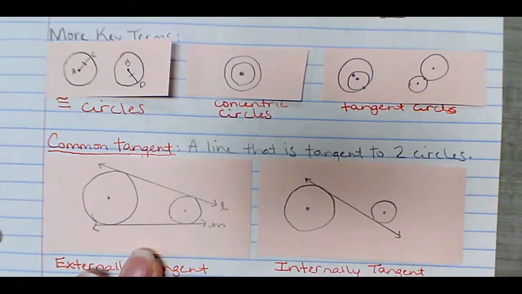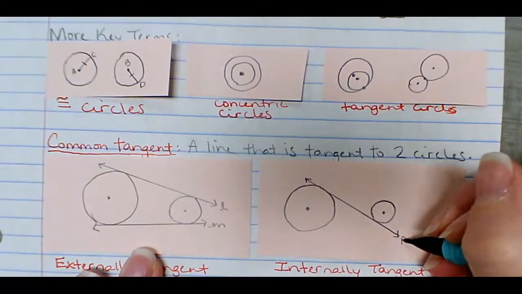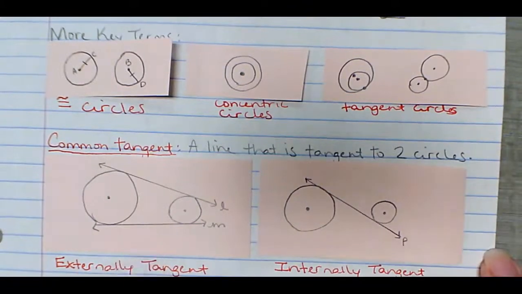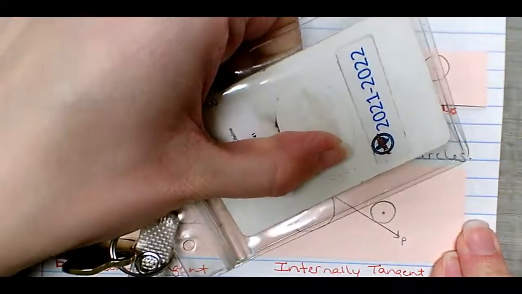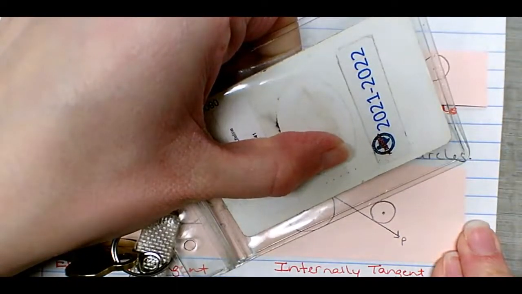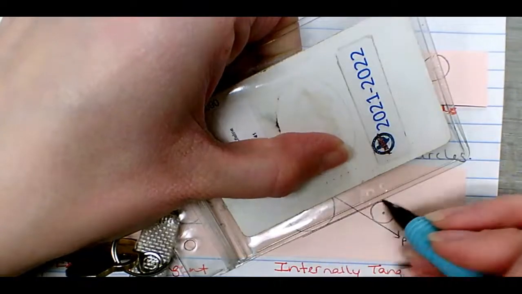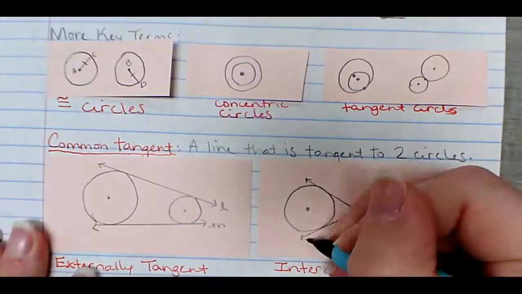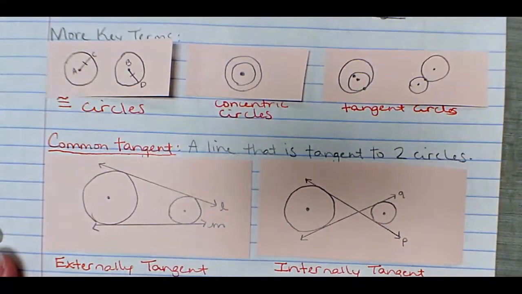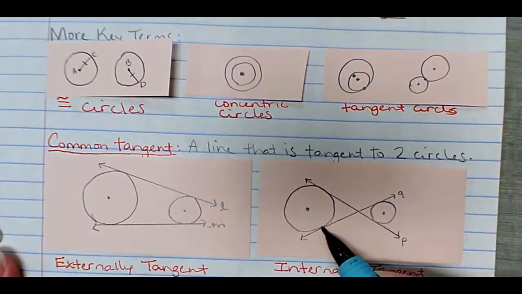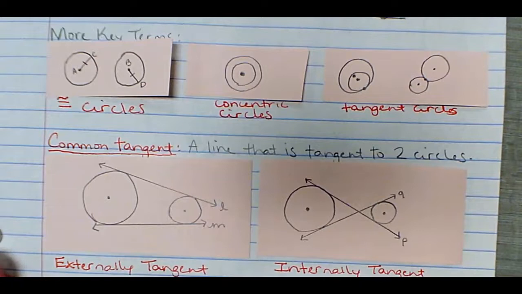So perhaps this is line P. Notice how it's only touching the circle one time here and one time here, and then you can make them cross this way as well. So taking your straight edge and drawing another tangent. Maybe the second line is line Q. So only touching at one place, only touching at one place. And these are considered internally tangent.